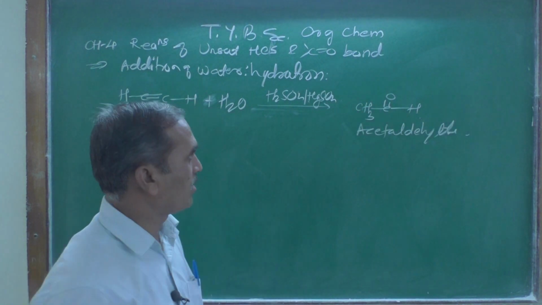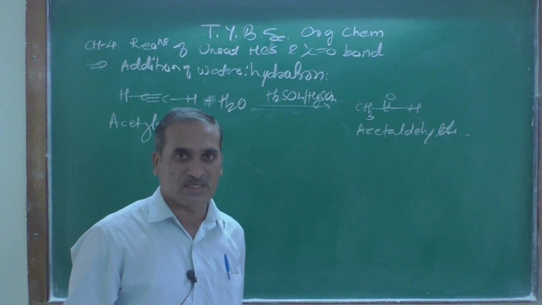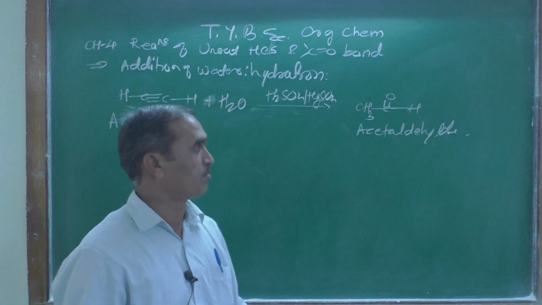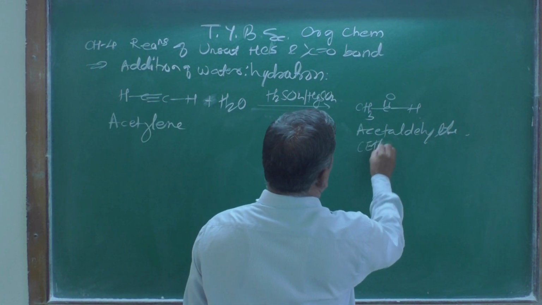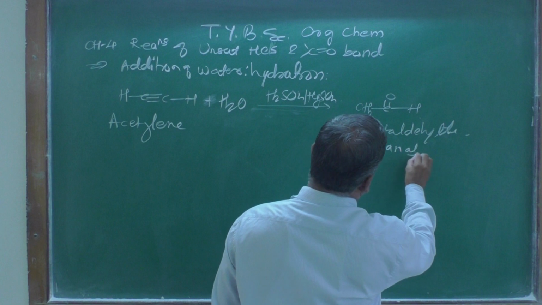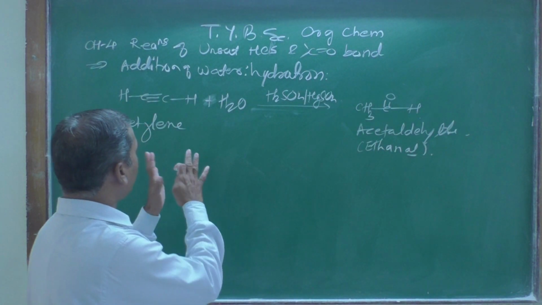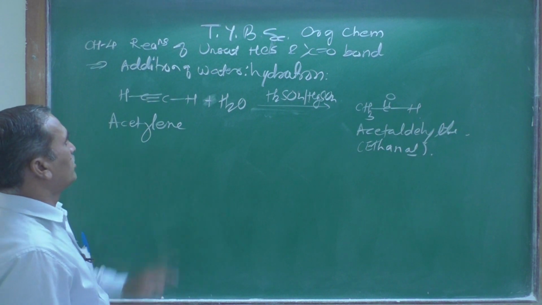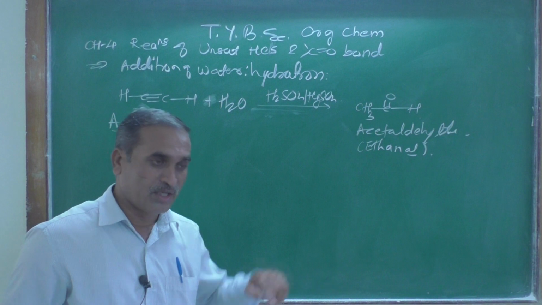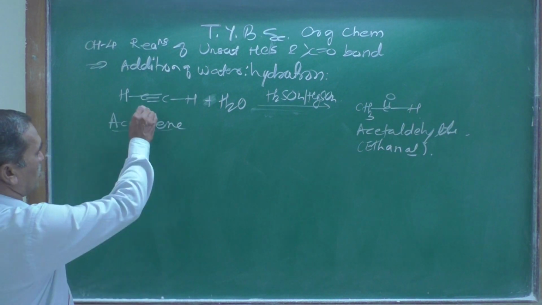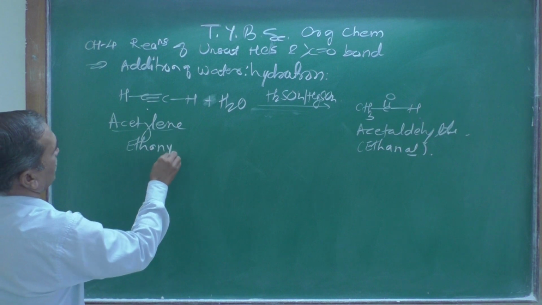The name of this compound is acetaldehyde, and this is the common name. Can you tell me the IUPAC name of this compound? Yes, what is the IUPAC name of this compound? The IUPAC name of this compound is ethanal. The suffix -al indicates that an aldehyde group is there. And acetylene is the common name of the starting compound. Can you tell me its IUPAC name? The IUPAC name of this compound is ethyne.